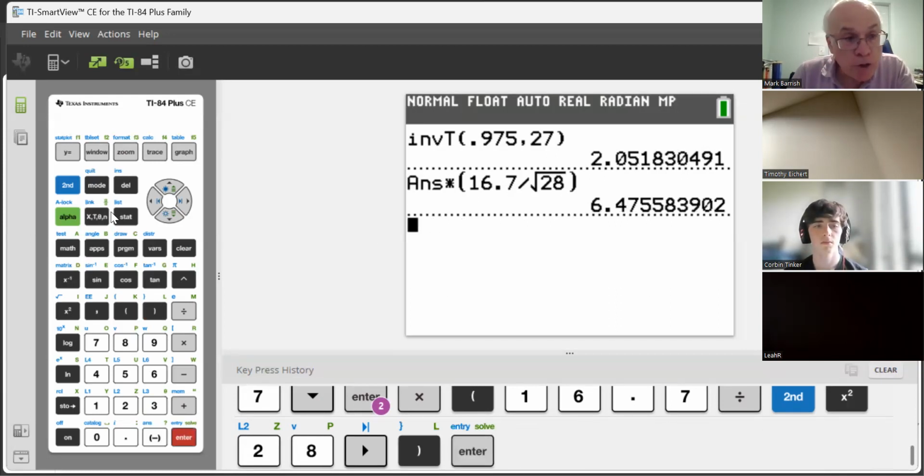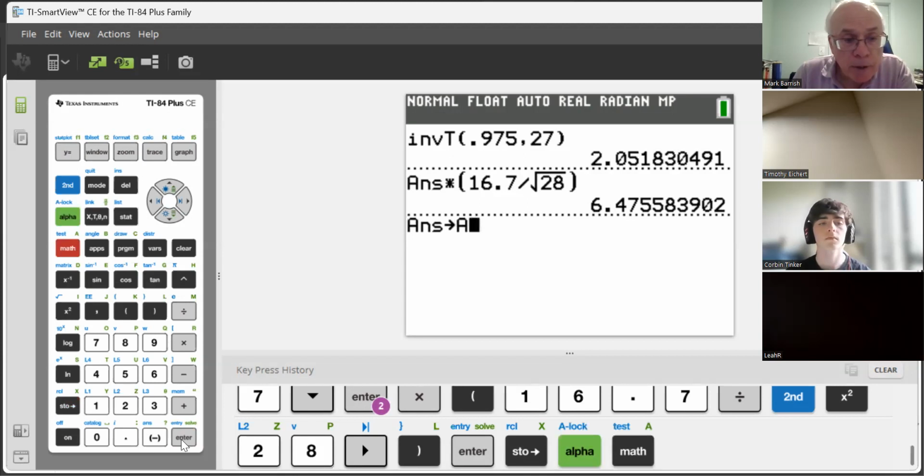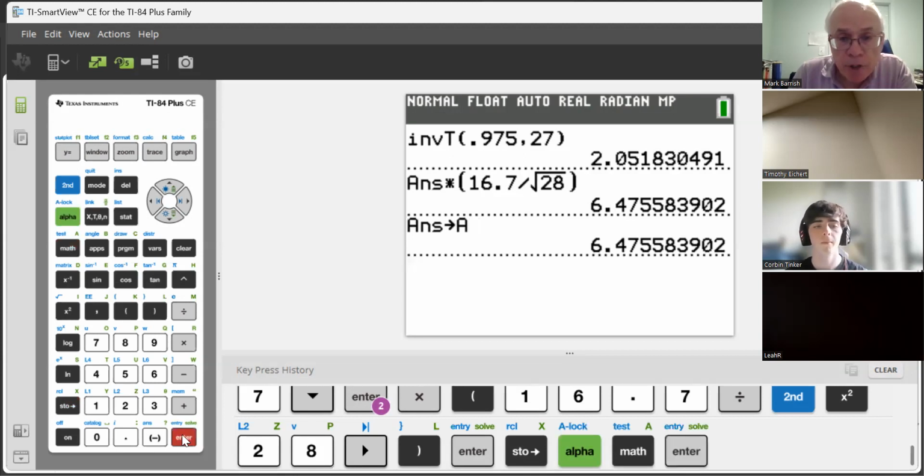Now, you could store it at this point. This makes your life a little easier. So I'm going to store it. Remember, the store button is down here. And I'm going to store it in a letter. I'm going to use A. Hit enter. And so that number, 6.47558 and so forth, is now stored in alpha A. And that's my margin of error.